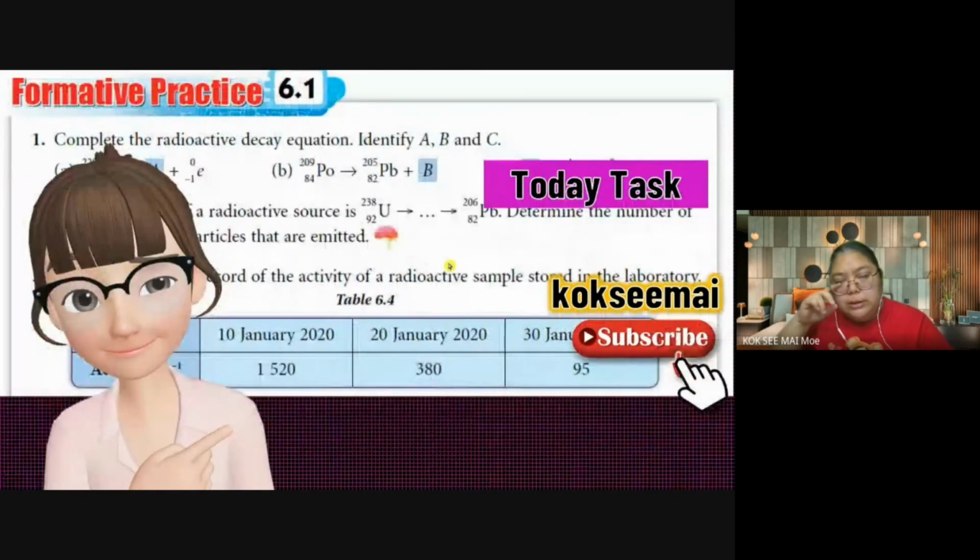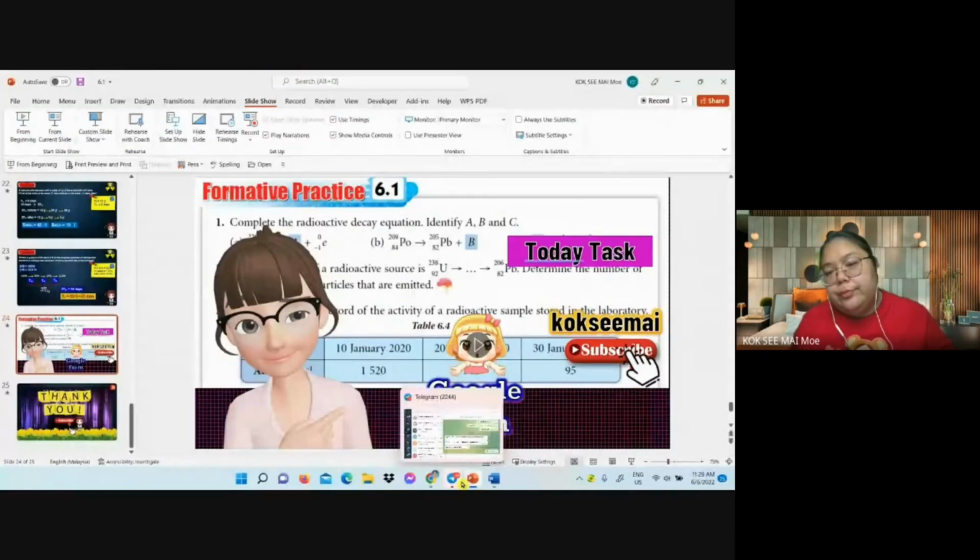So what you need to do is 6.1, the formative practice from the textbook. Only got 3 or 2 questions like this. Just copy the question in the foolscap paper and do it. Okay, I need to go for your exercise already, your tutorial. Okay, so we finished the lesson.